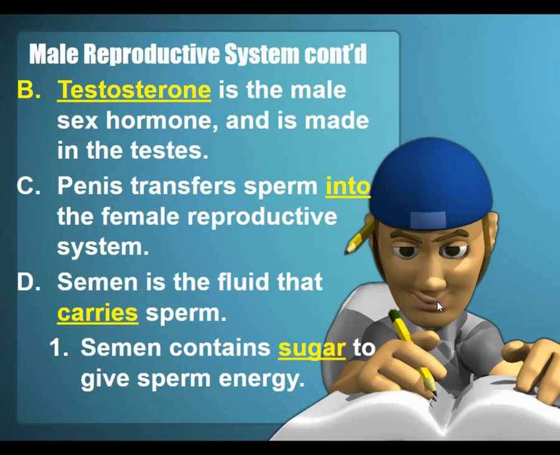Semen is the fluid that carries the sperm. And semen contains sugar to provide the sperm energy. Sperm have a long way to swim, and they need a constant supply of energy. So there is some sugar in the semen that they can use for that energy.